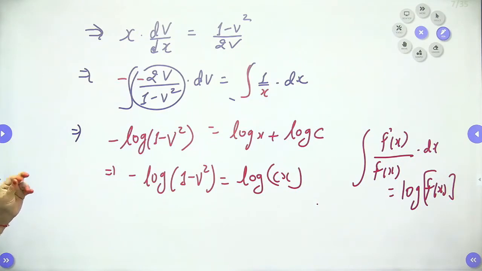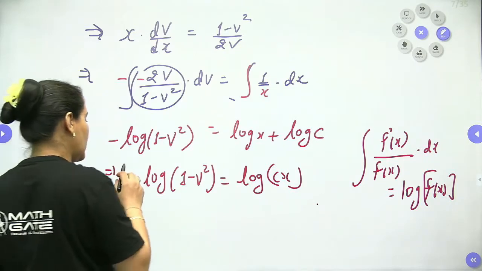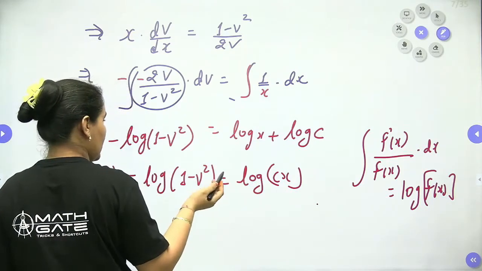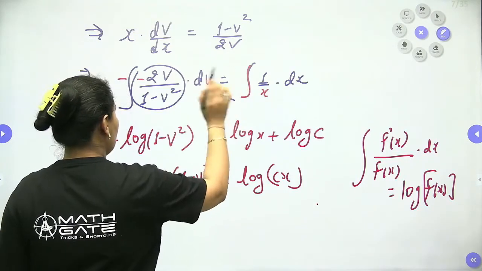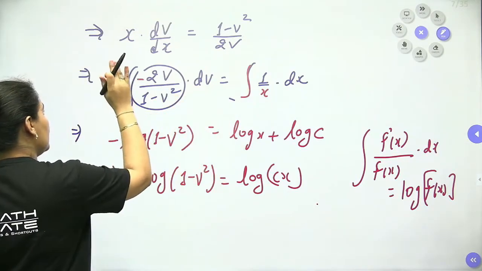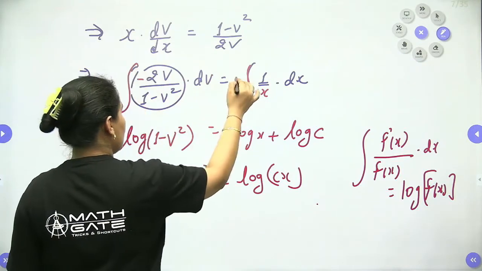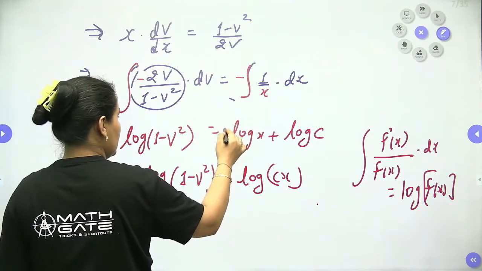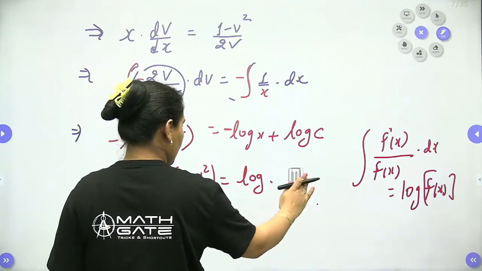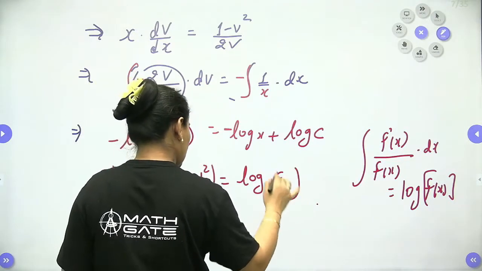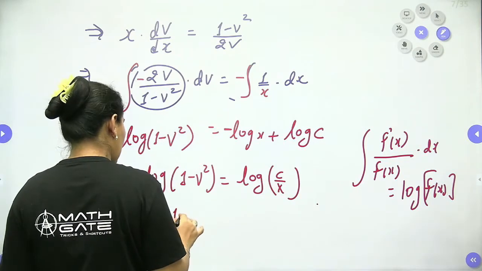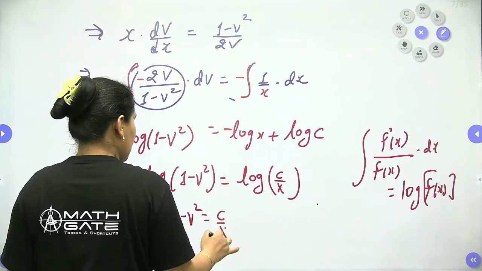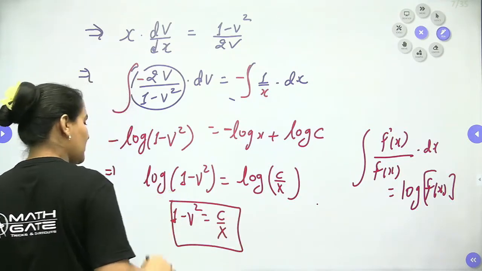So when we have a negative sign, we can approach it. If you want, then you can proceed with the negative there also. So the negative will be here, so when we take the negative here, we can put it there also. So it will be log of c by x only. Yes, exactly. Now log and log will cancel out, it will be 1 minus v square equals c by x, dear students.